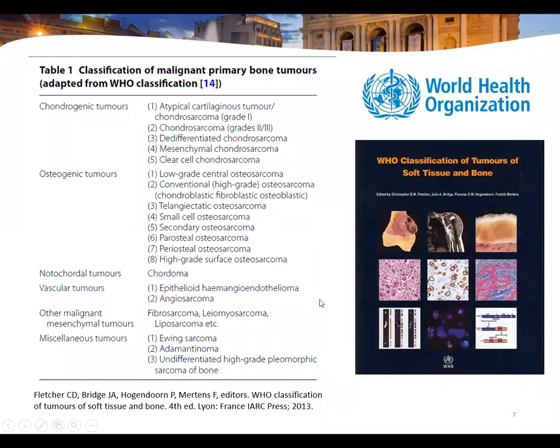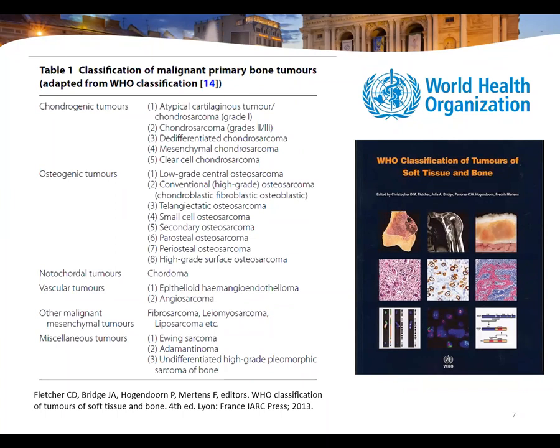If we look at the World Health Organization classification of tumors, we can divide different bone tumors, not only malignant but different bone tumors, into such a classification. First, as you can see from this slide, there are chondrogenic tumors. Among them, we can name the atypical cartilaginous tumor, chondrosarcoma of grade 1 or grade 2 and 3. Dedifferentiated chondrosarcoma, it's a malignant tumor. Mesenchymal chondrosarcoma, malignant tumor. Clear cell chondrosarcoma. We talk here only about the malignant tumors.